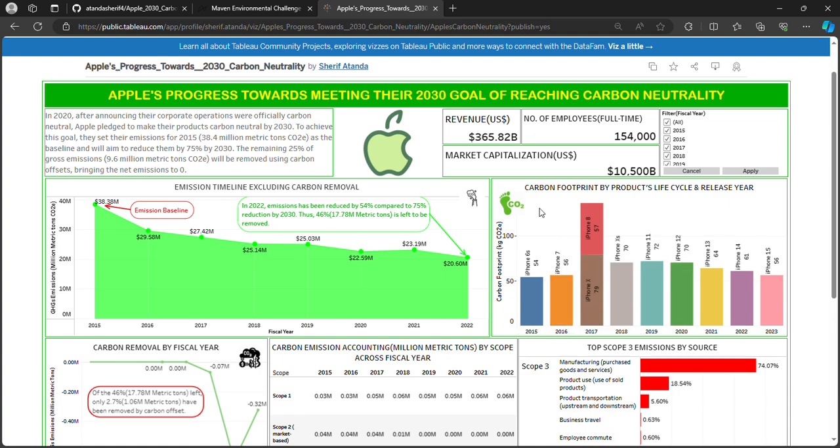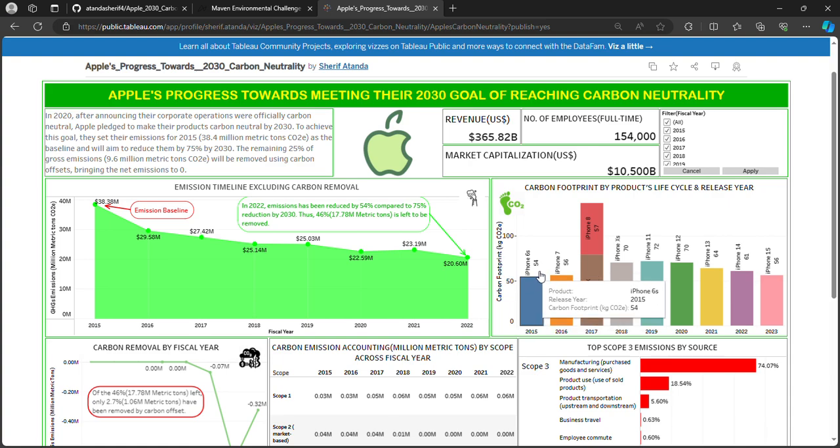So I'll move over to the next portion of the dashboard. This is the carbon footprint by product life cycle and release year. That means for every one of their products, from the process whereby it was manufactured, to when it was transported to those that will be selling the product, even up to the final consumers. So in 2015, looking at this bar chart here, sorry, the one earlier was an area chart. So now this is a bar chart.